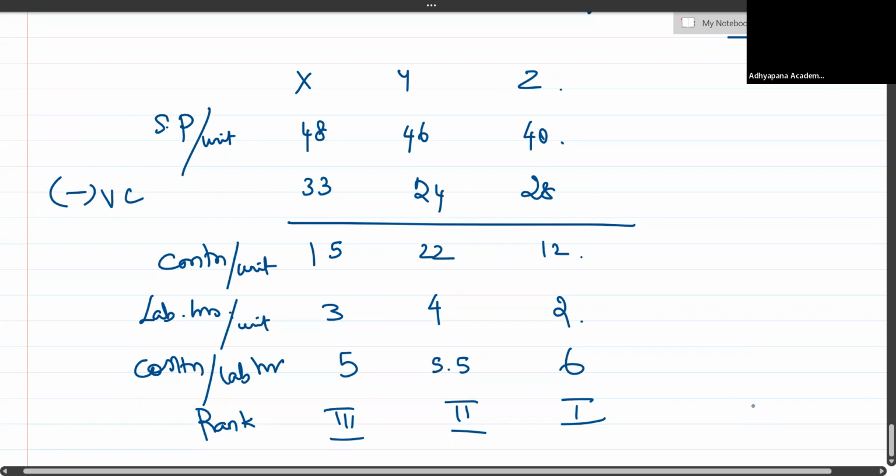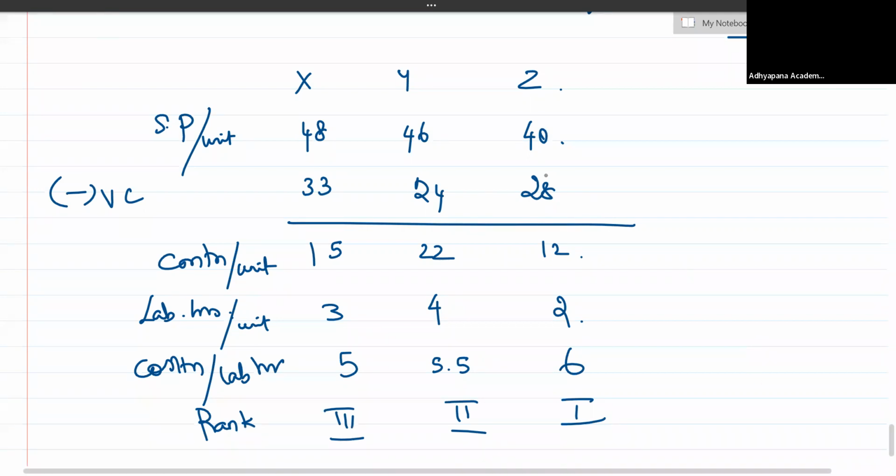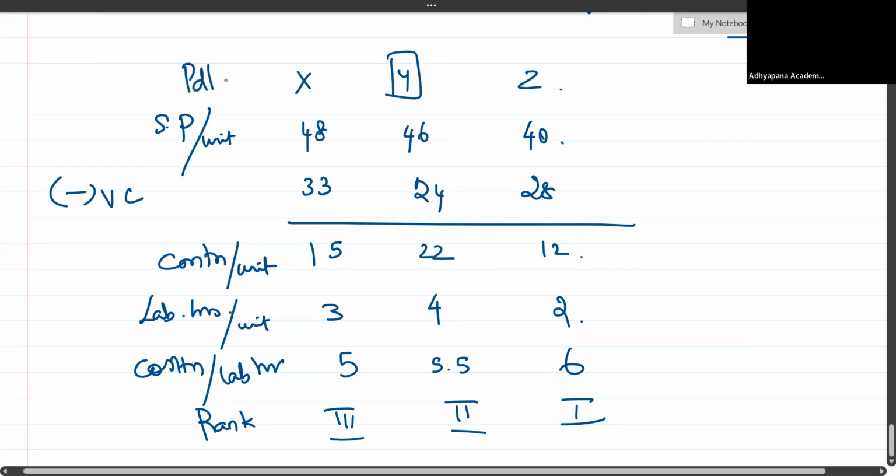Okay. Now, as a continuation of the question, they say product Y. There are 3 products. These are products. Okay. Product Y is to be transferred to division B. How much is the requirement? Maximum quantity that might be required for transfer is 300 units. This is the maximum requirement of transfer.